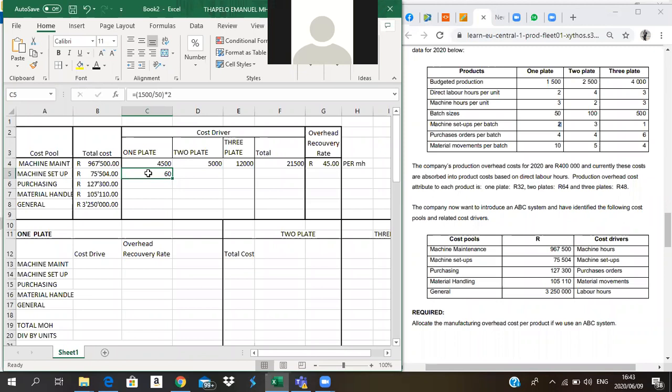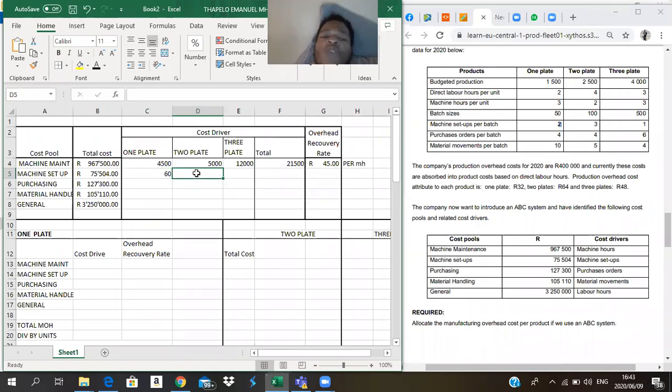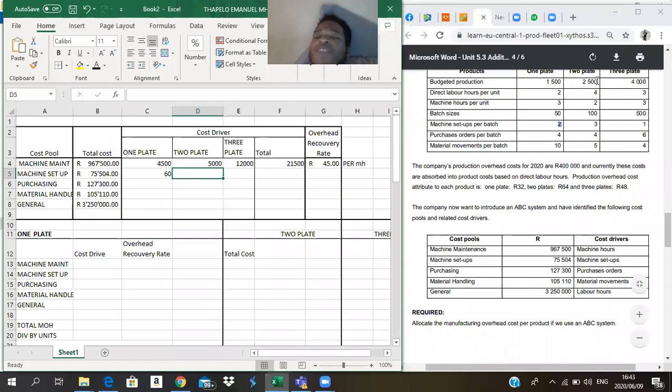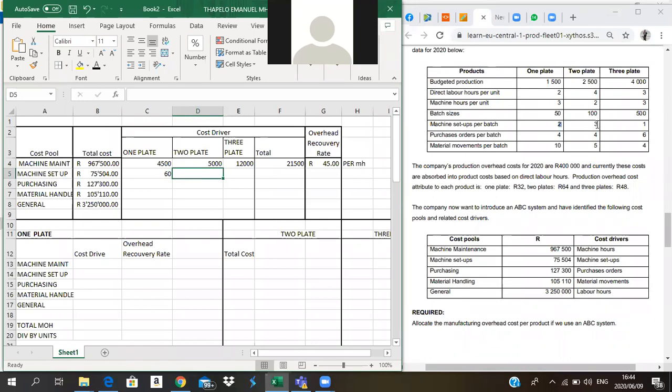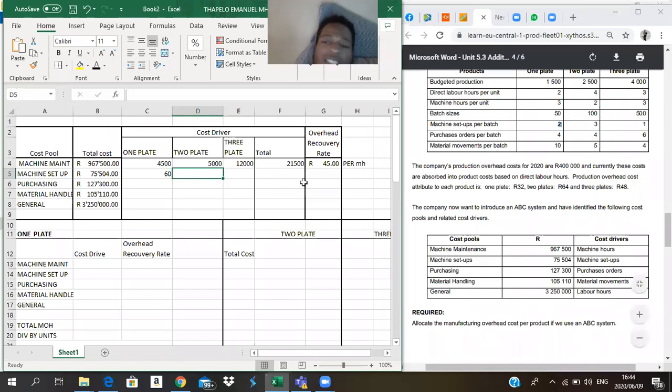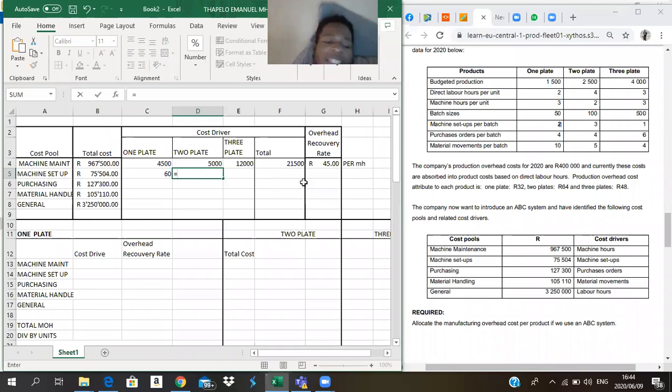Then now we go to two plate. We're going to do this very same thing. I'm going to take the 2.5 total units, divide by the batch size of 100. I get the number of batches. Then I multiply by the 3, and you get the total setups. So it equals, open bracket, I take the 2.5, I divide by the 100, I get my number of batches, and I multiply by 3 to get my number of setups of 75.